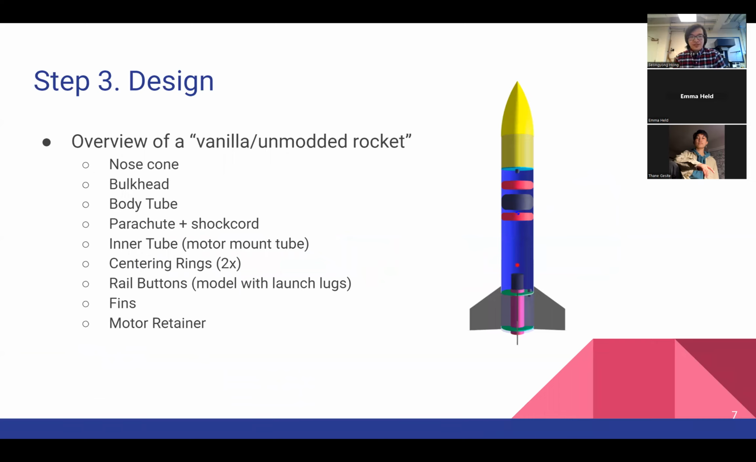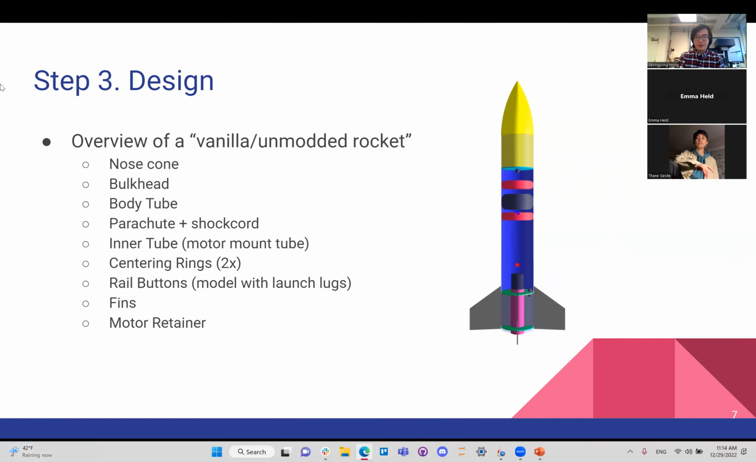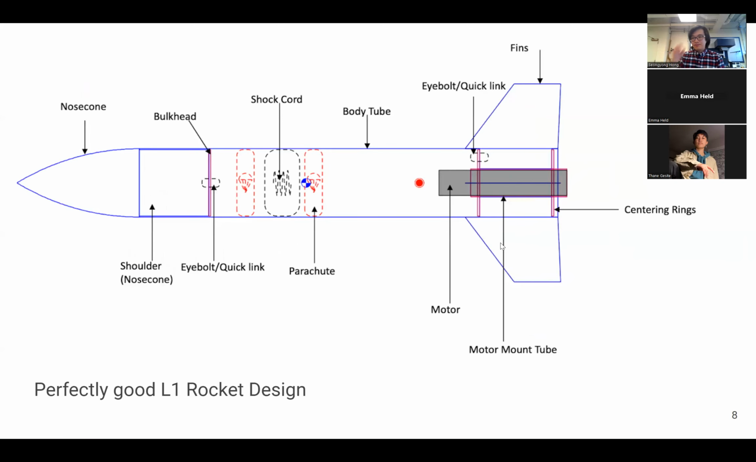So, to briefly go over an unmodded L1 rocket, a vanilla rocket, these are the components that are going to be included. I'm not going to list them all off, but here's how they're broken down. When you go on OpenRocket and start designing it, you have the nose cone in the front, and then you have the body tube. In this rocket design, your nose cone is the part that pops off and deploys the parachute, and whatever payload you might want to carry, you will put inside your nose cone.